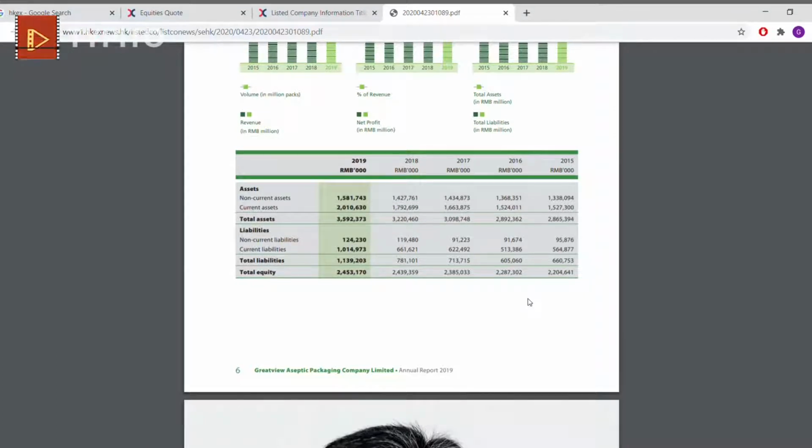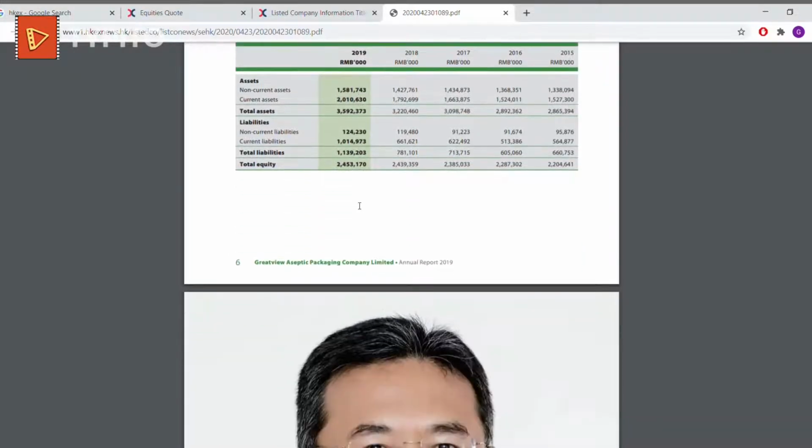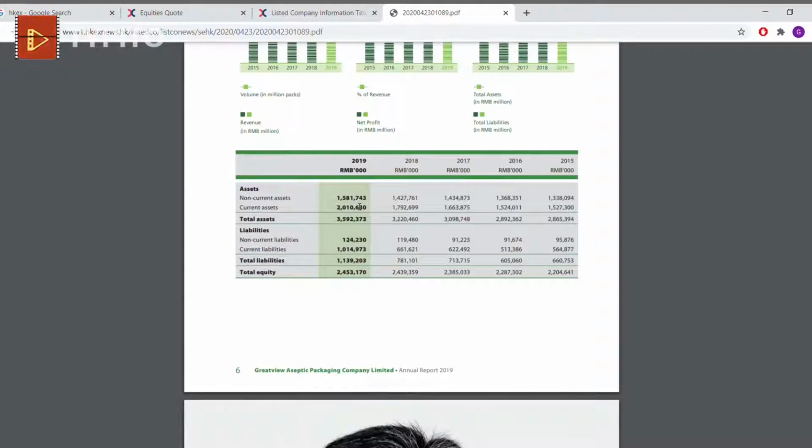And in this case for Greatview, the picture isn't that rosy, because total equity actually grew marginally from 2.2 billion RMB to 2.5 billion RMB in 2019. So that is a very slow growth in my opinion, and this is because Greatview is a high dividend company, and it pays out most of its profit to its shareholders in the form of dividend. Hence, it's understandable why the total equity did not grow much from 2015 to 2019.